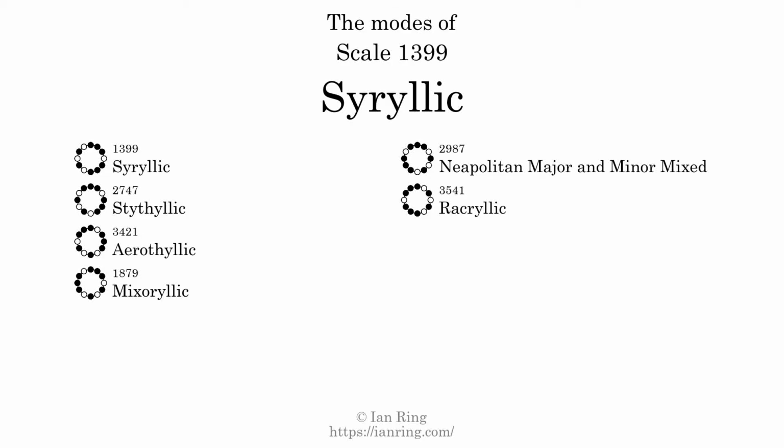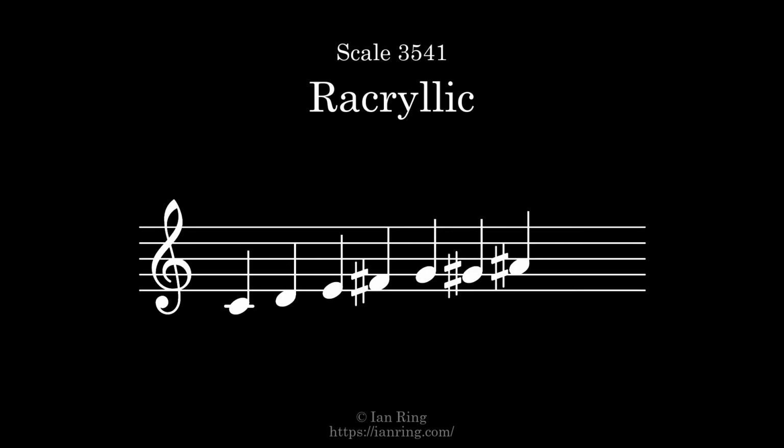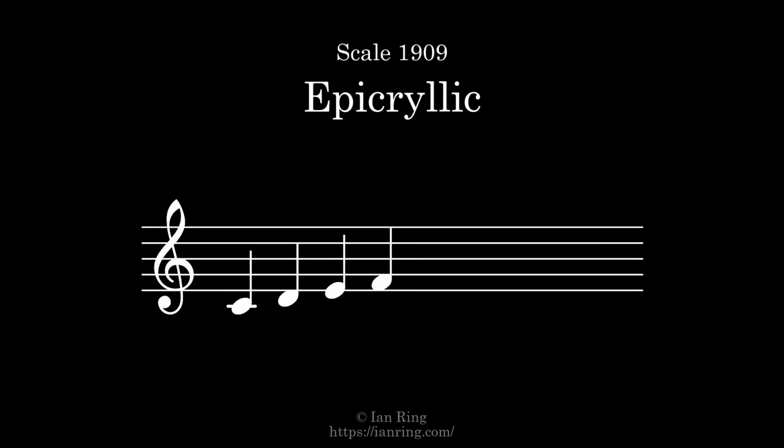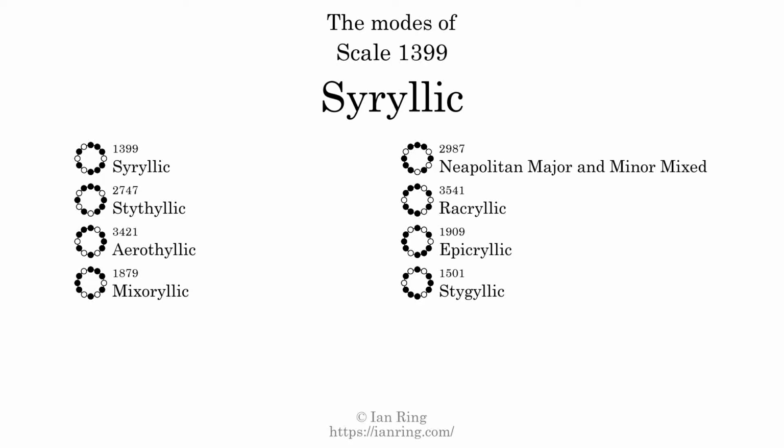The sixth mode is scale 3541, also known as Syryllic. It sounds like this. The seventh mode is scale 1909, also known as Epicrylic. It sounds like this. The eighth and last mode is scale 1501, also known as Syryllic. It sounds like this.